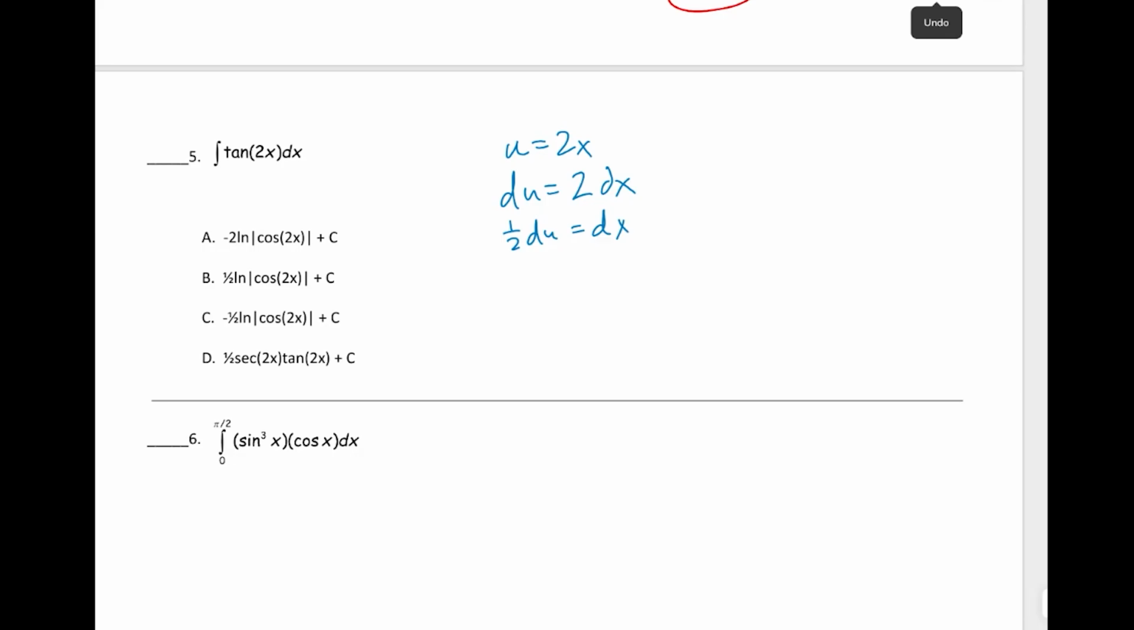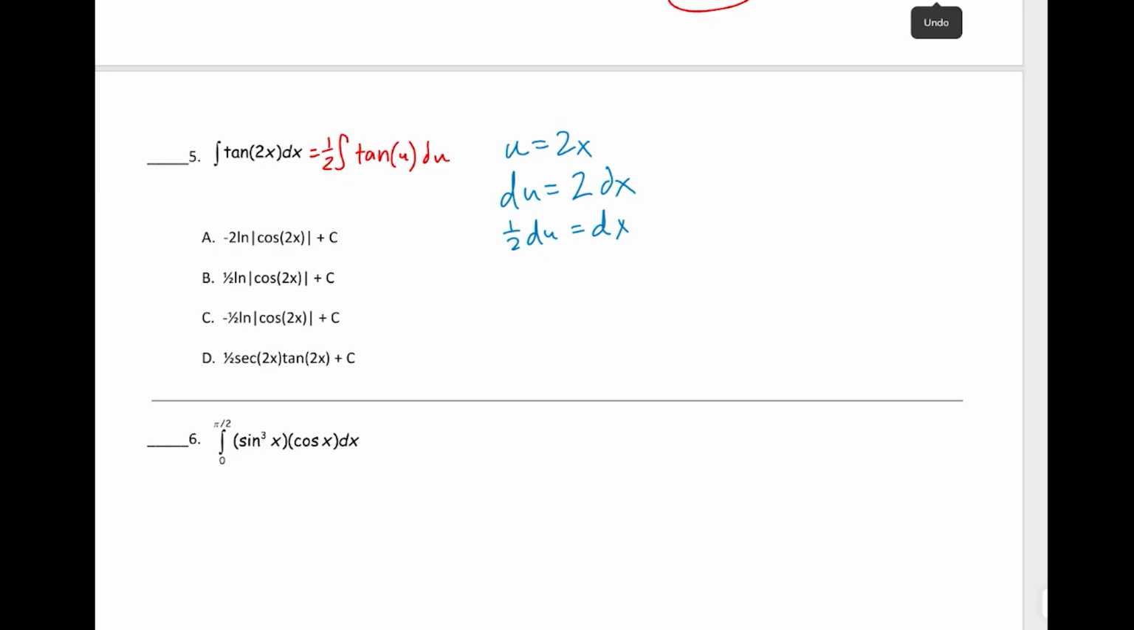Now I can make my substitutions. This is going to be the integral of tangent of u dx. Not dx, sorry. It would be half du. So I'm going to put that 1/2 out here in front. The integral of, or the antiderivative of tangent u.